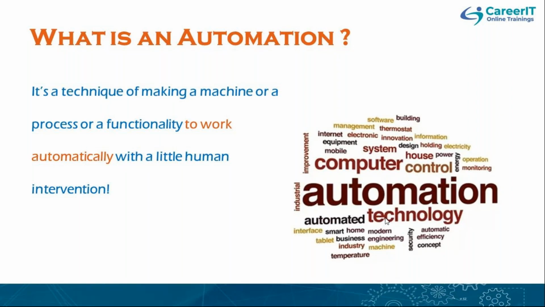Automation is nothing but developing one technique or simply a script. That script will make a process or a functionality of an application work on its own, automatically, with a little manual or human intervention, because we need to run the script or schedule the scripts. That's where we require a little human intervention.